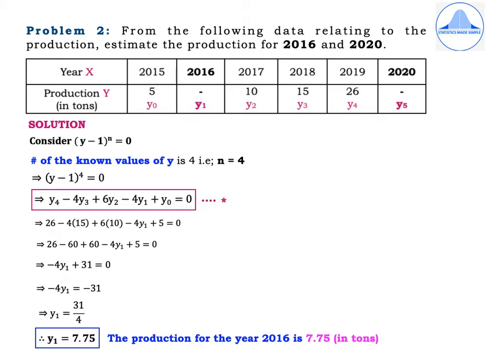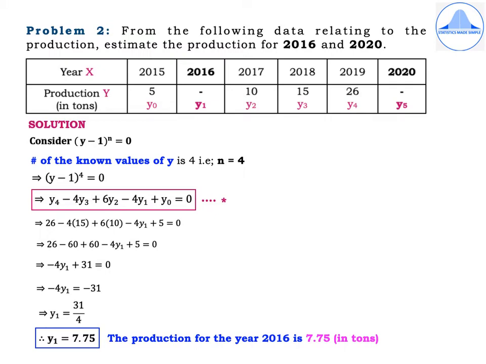The first step is to mark year as X and production as Y, and also mark Y0, Y1, Y2, Y3, Y4, Y5 in the table. Starting with the solution, consider (Y minus 1) to the power n equal to 0. The number of known values of Y is 4, that is n equal to 4, which implies (Y minus 1) to the power 4 equal to 0. Using the same explanation as in problem 1, we get the equation as Y4 minus 4Y3 plus 6Y2 minus 4Y1 plus Y0 equal to 0 and mark it as star.